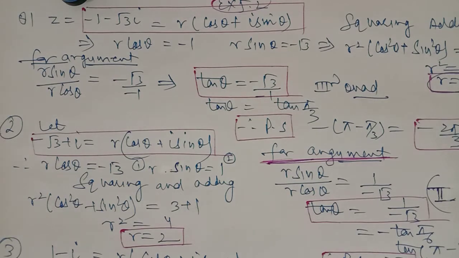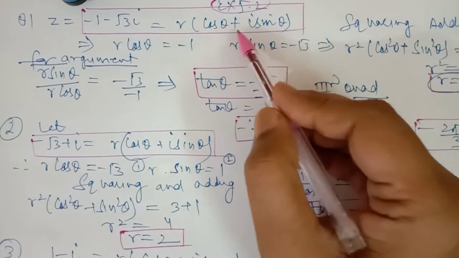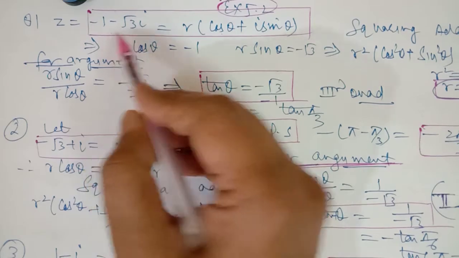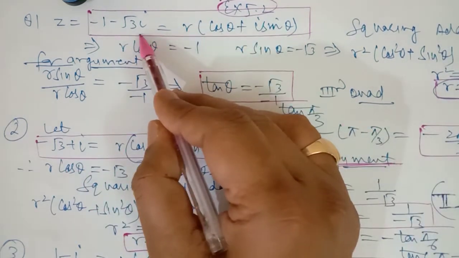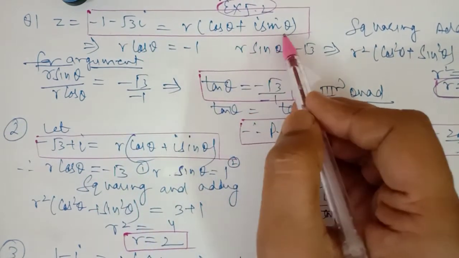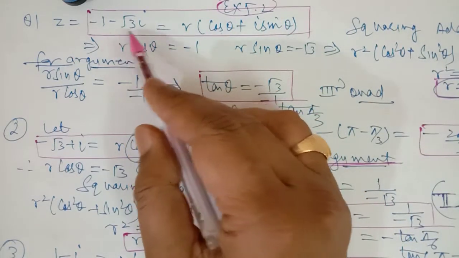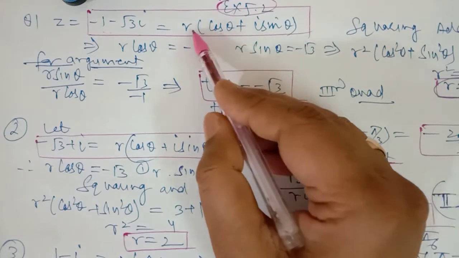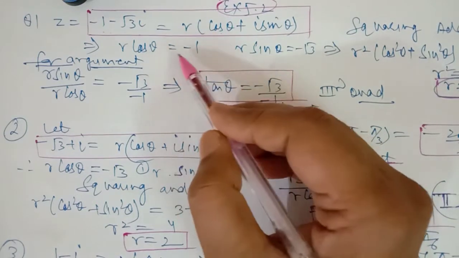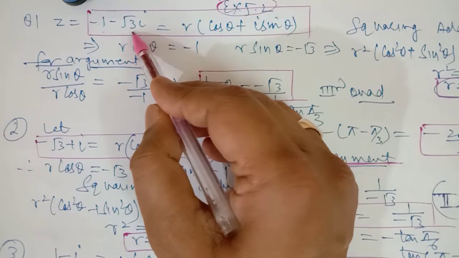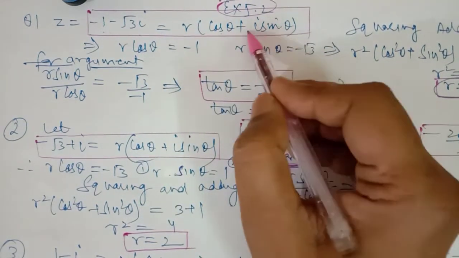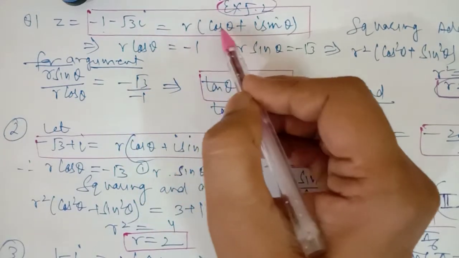Now, as we have already discussed, the polar form of the complex number is r cos theta plus i sin theta. Now because we have to convert this complex number into polar form, we let this equal to r cos theta plus i sin theta. Now the real part of this complex number is minus 1, and in the polar form the real part is r cos theta. So real part with real part, imaginary part is minus root 3, and its imaginary part is r sin theta. So r sin theta will be equal to minus root 3, and r cos theta will be equal to minus 1.